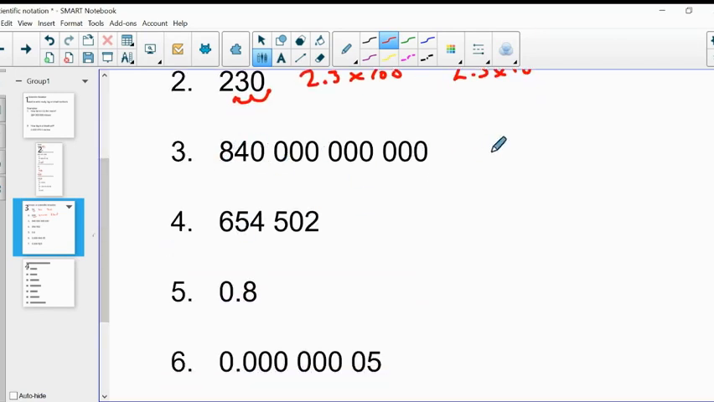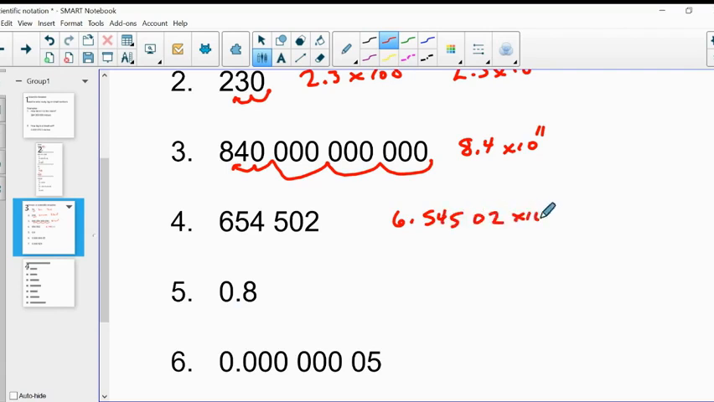I see this, I don't even know what that number is, so I'm going to write it as 8.4 times 10, and I'm going to count my decimal places. And because this is written in good notation here, I know that's 3, 6, 9, 10, 11 places over. This is going to be 6.54502 times 10 to the 1, 2, 3, 4, 5 places over.